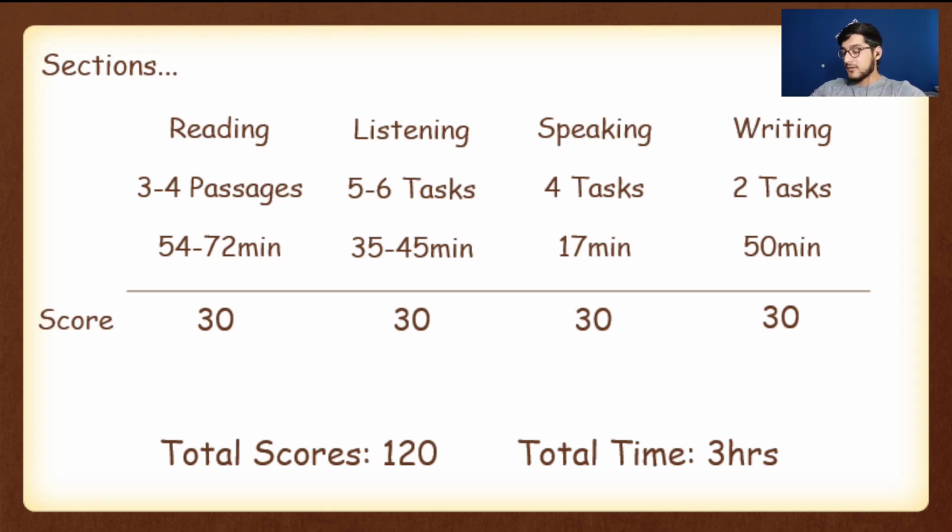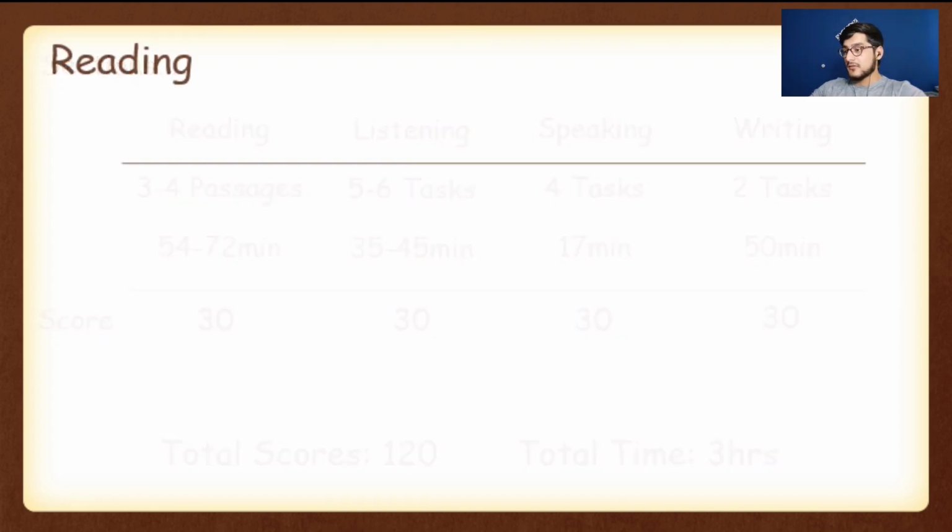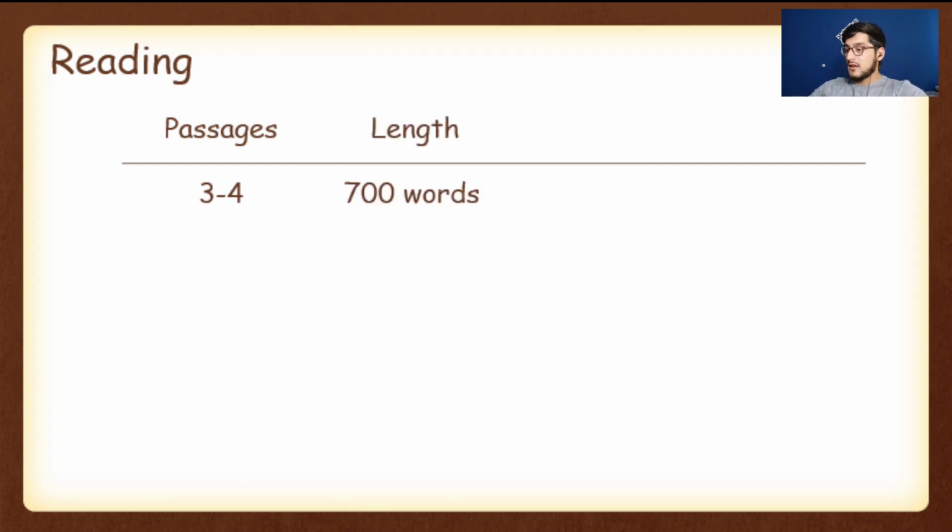Okay, now that's it for the general rule of the sections. Now let's get into more details about each section individually. About the reading, there are 3 to 4 passages. We talked about that already. The length of the passages is about 700 words. It means that it can be 650, or for example 800 words. The average number of words in a passage of the reading section is about 700.